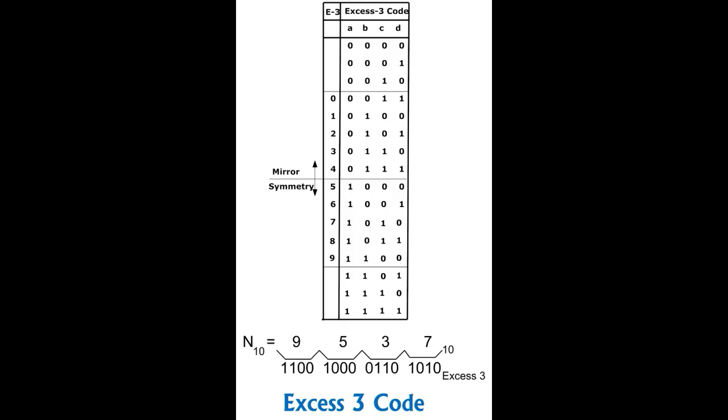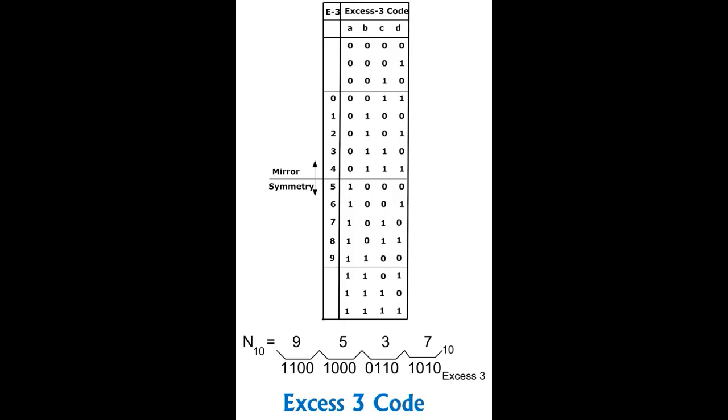Excess three code. While the BCD code uses binary numbers from 0 to 9 to encode decimal digits, the excess three code encodes the digit 0 as the number 3 in binary. That is, the equivalent number in base 10 is obtained by converting the binary number to decimal and subtracting 3. The slide table shows the digits in base 10 converted to the excess three code. It also shows the number 9537 in decimal base converted to excess three code.